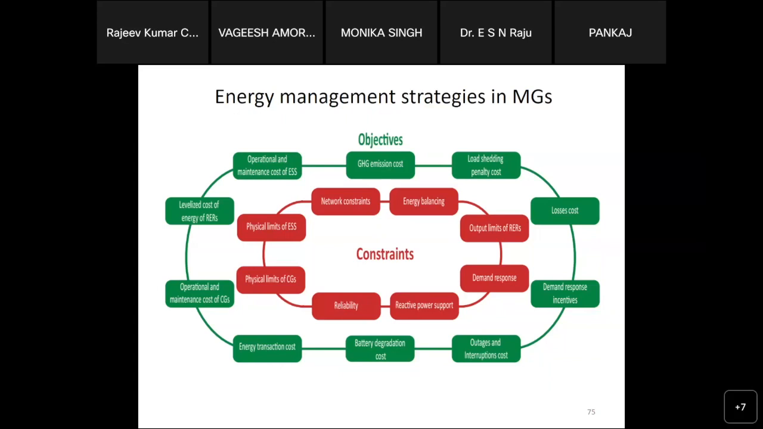And we also have many constraints. We have the network constraints, the physical limits of the energy storage system, and the physical limits of the conventional generators. We have the reliability constraints, the reactive power support constraints, the demand response constraints, the output limits of the renewable energy resources, and energy balancing. So we have many constraints, and based on our target and our particular application, we can select the different objective functions and the different constraints, and we can minimize one or two objective functions by taking the different constraints.